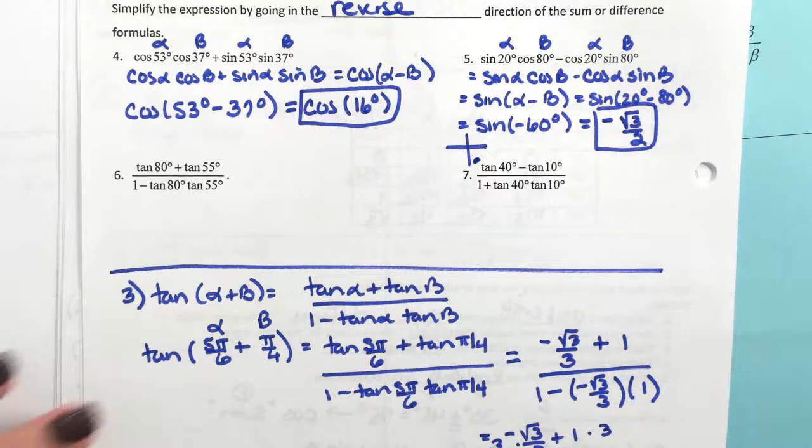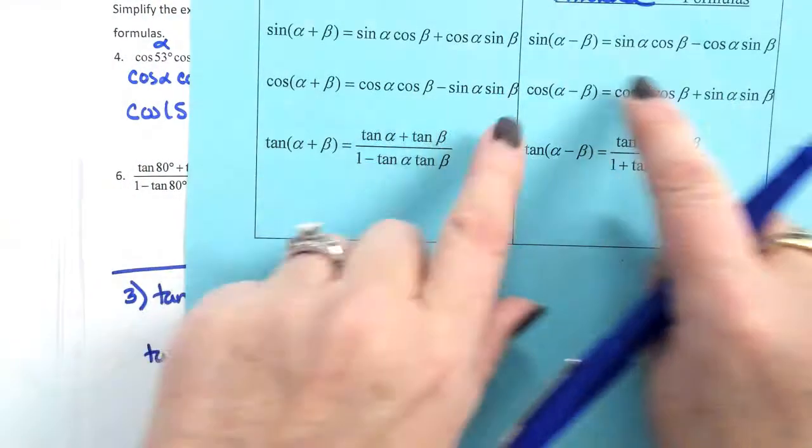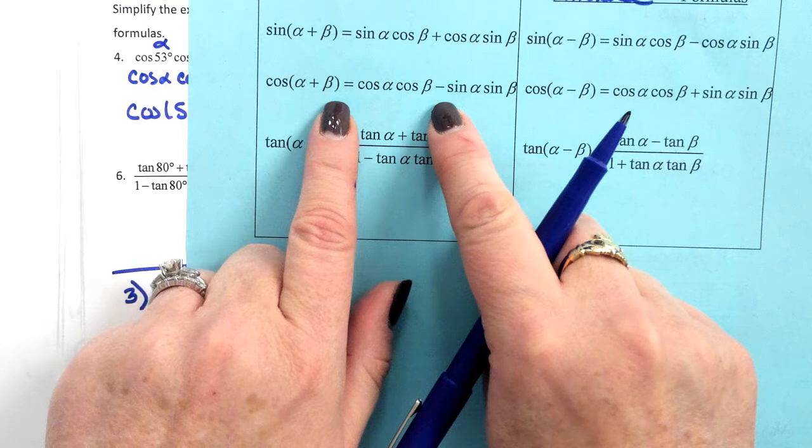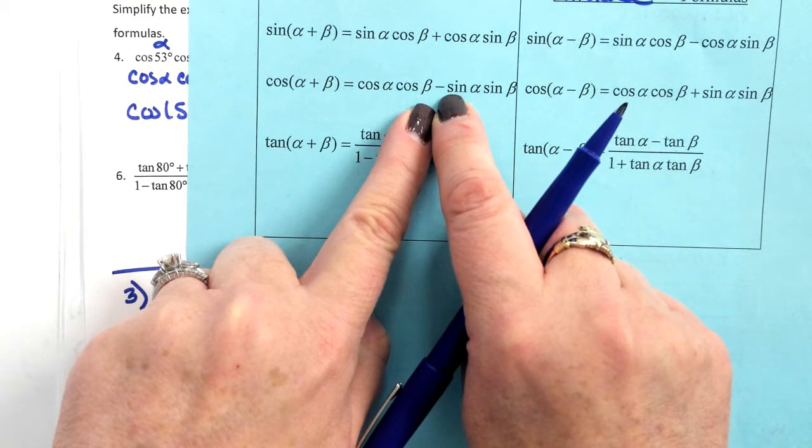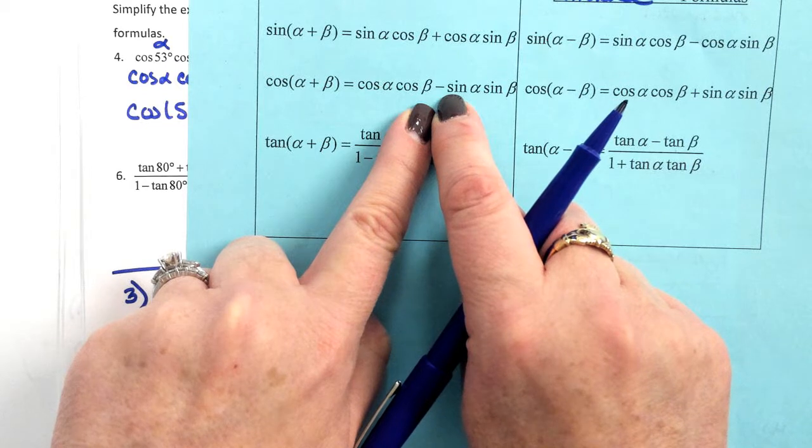Don't be tricked. If you look at your cosine sum and difference formulas, even though it's a cosine sum formula, the formula itself has a subtraction. It's opposite in the formula.